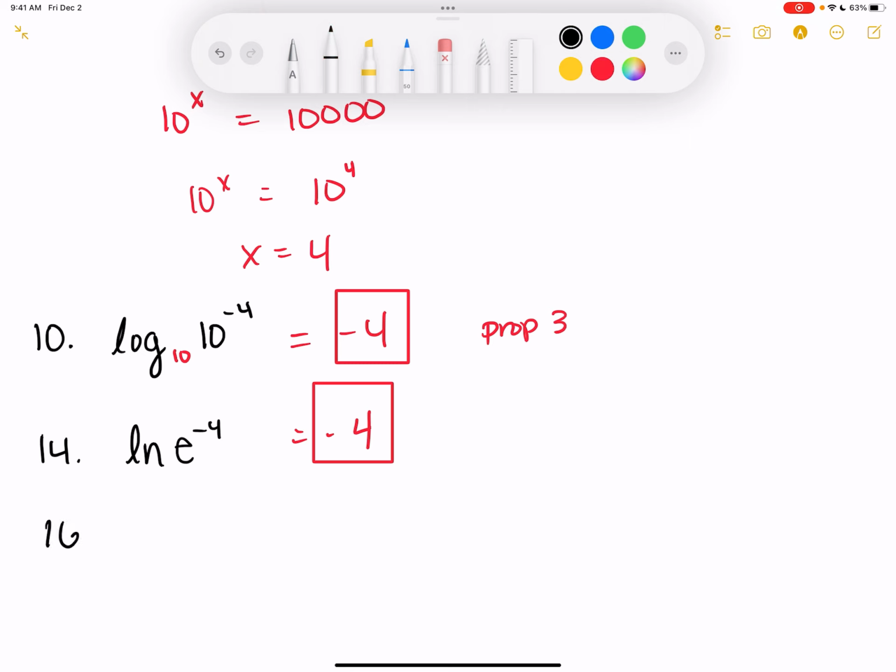All right, 16. ln of 1. This one's also a property. Okay, so it has a base of e, right? Yep. So 0.